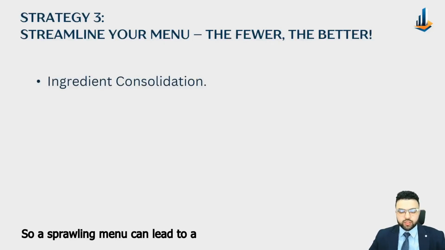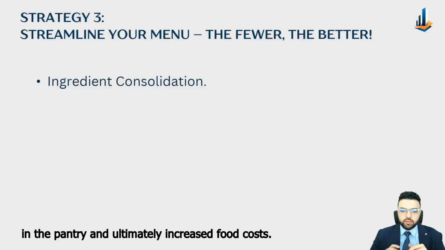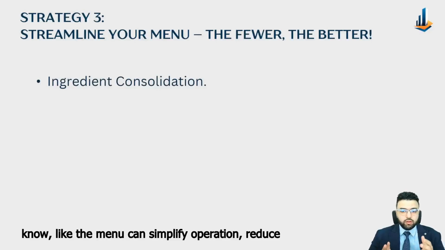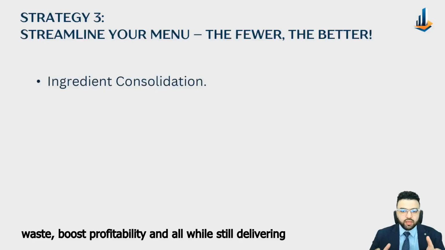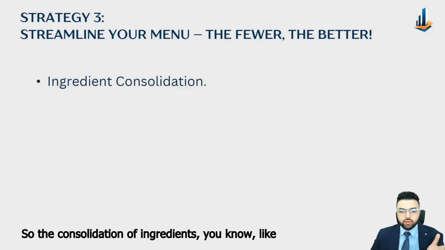So a sprawling menu can lead to chaos in the kitchen, waste in the pantry, and ultimately increased food cost. Streamlining the menu can simplify operations, reduce waste, and boost profitability, all while still delivering high quality dishes.